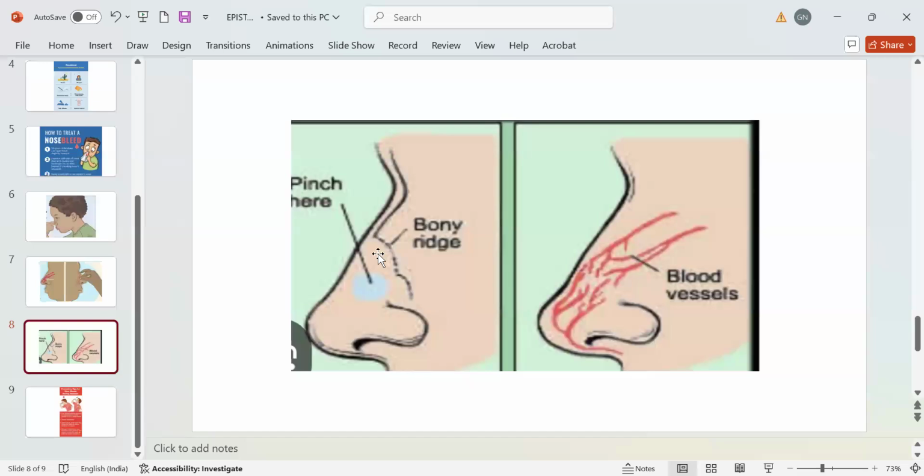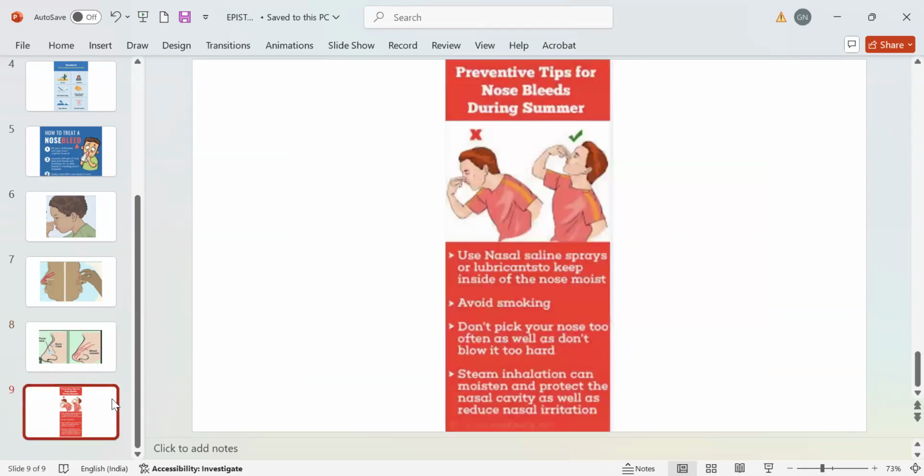It is not something to memorize. So here the bone ends and cartilage and then the soft part comes. So press here, do not press here. When it is pressed here, the bleeding automatically stops. Then cold compress has to be given.